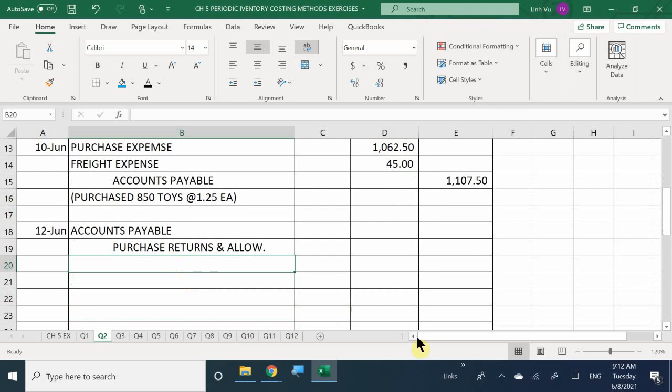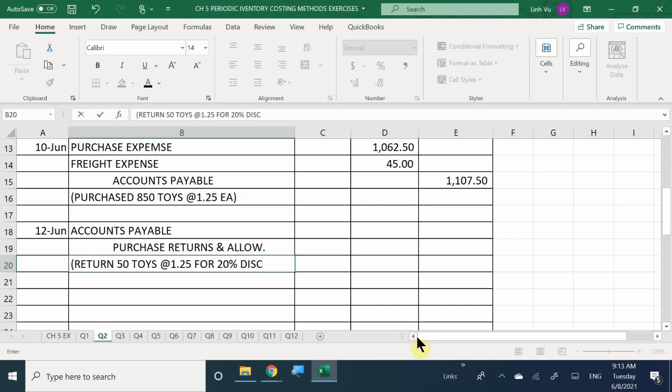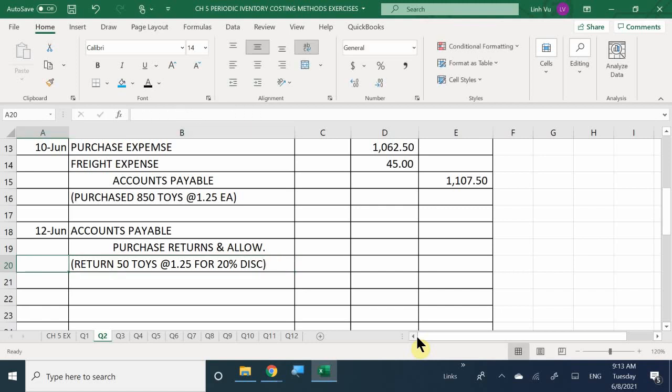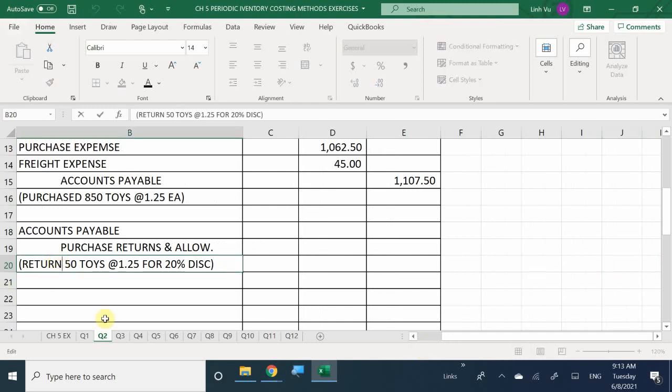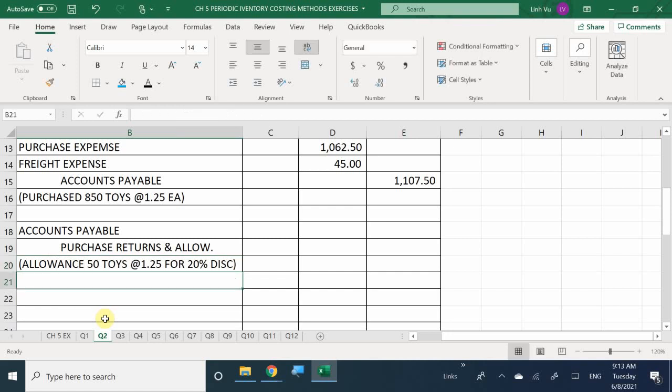Okay. Now let's go ahead and make a note here that I'm returning 50 toys at $1.25 each for a 20% discount. Or in this case, I could say we can take from the total 20% discount, right? Now, no.